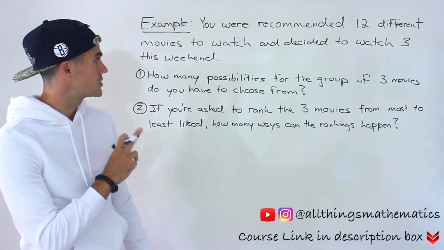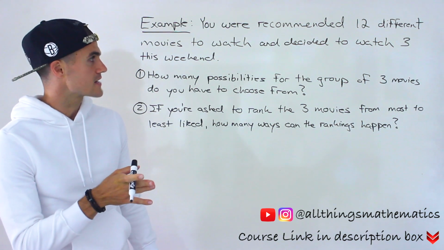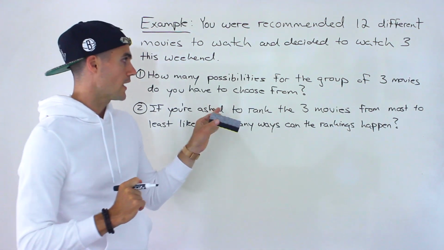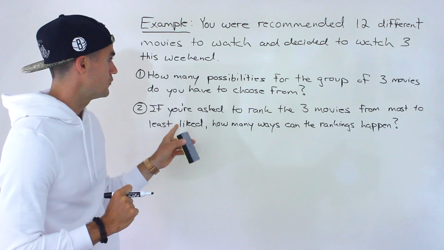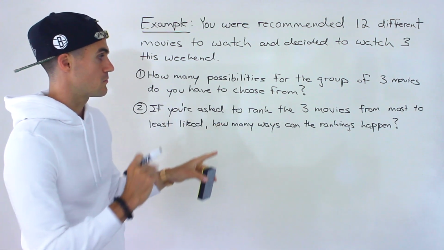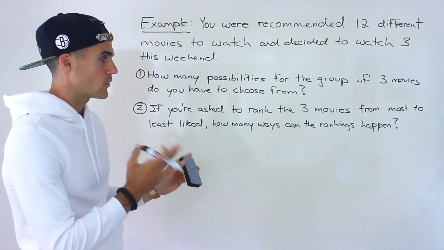So you were recommended 12 different movies to watch and decided to watch 3 of those 12 this weekend. Number 1, how many possibilities for the group of 3 movies do you have to choose from? Number 2, if you're asked to rank the 3 movies from most to least liked, how many ways can the rankings happen?